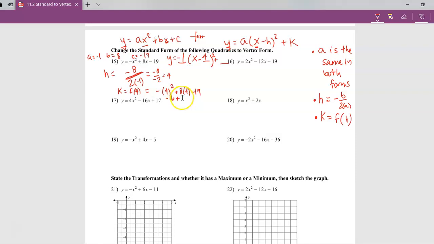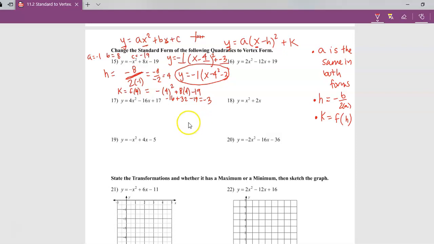So this would be negative 16. 8 times 4 is 32 minus 19. So that would give me 16 minus 19, which is negative 3. So that k value is negative 3. So now I've already written it there, but I'm just going to rewrite it. Negative 1 times x minus 4 squared minus 3. This is the equation in vertex form. Okay.